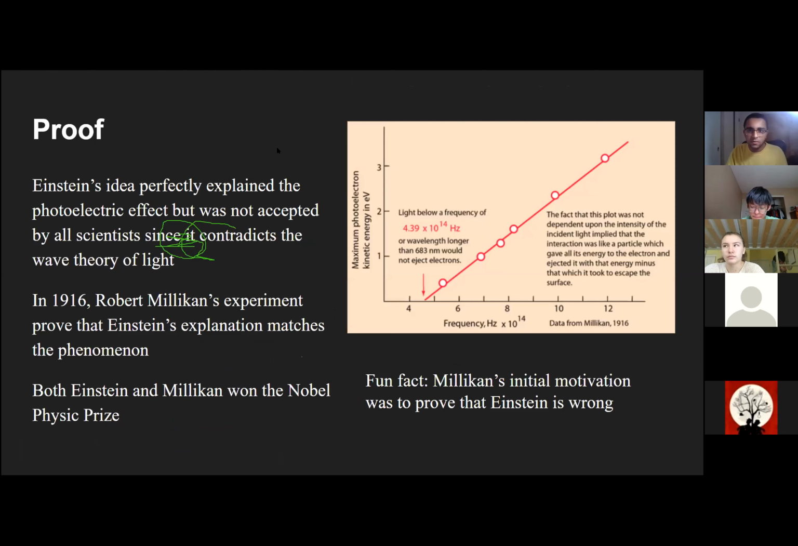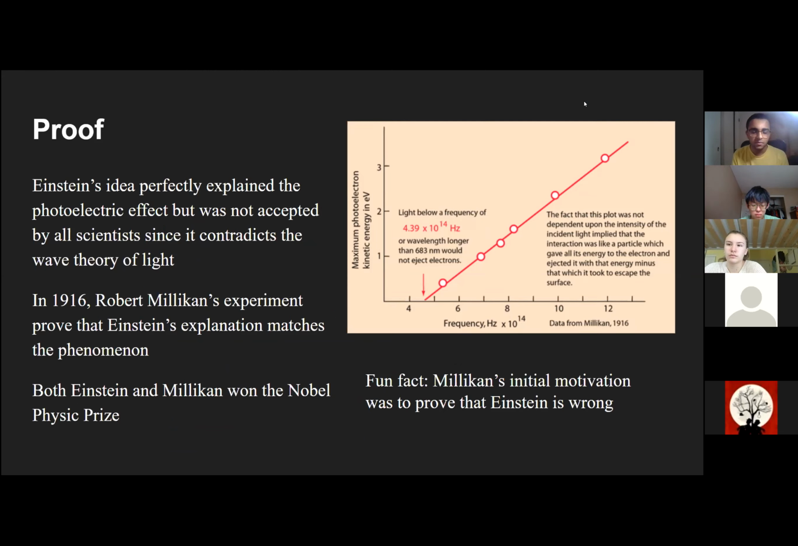So here is the proof of Einstein's idea of the photoelectric effect. Einstein's idea explains it perfectly, but it does need some experimental proof. So in 1960, Robert Millikan did an experiment. He tried to test whether Einstein's explanation matches the phenomenon or not, but later he actually proved it. The way he proves it is really simple.